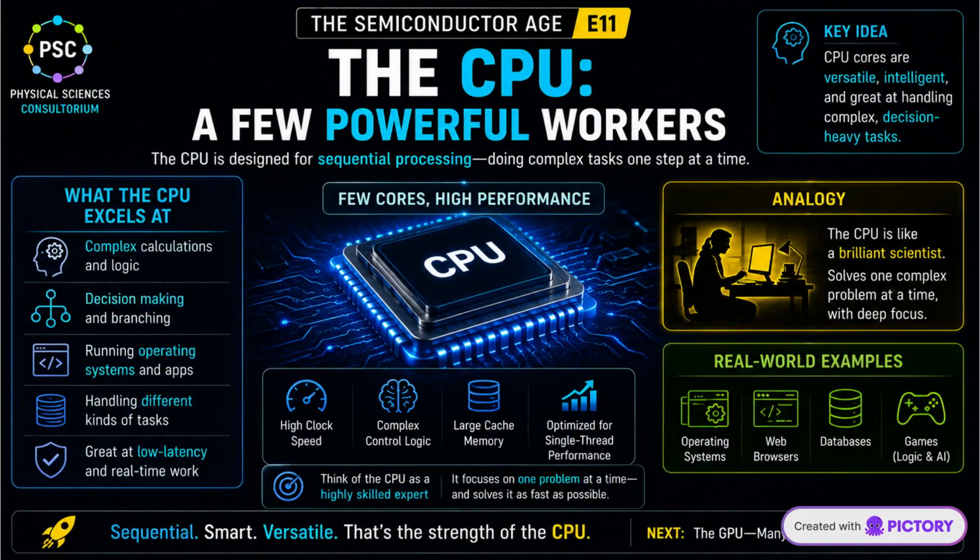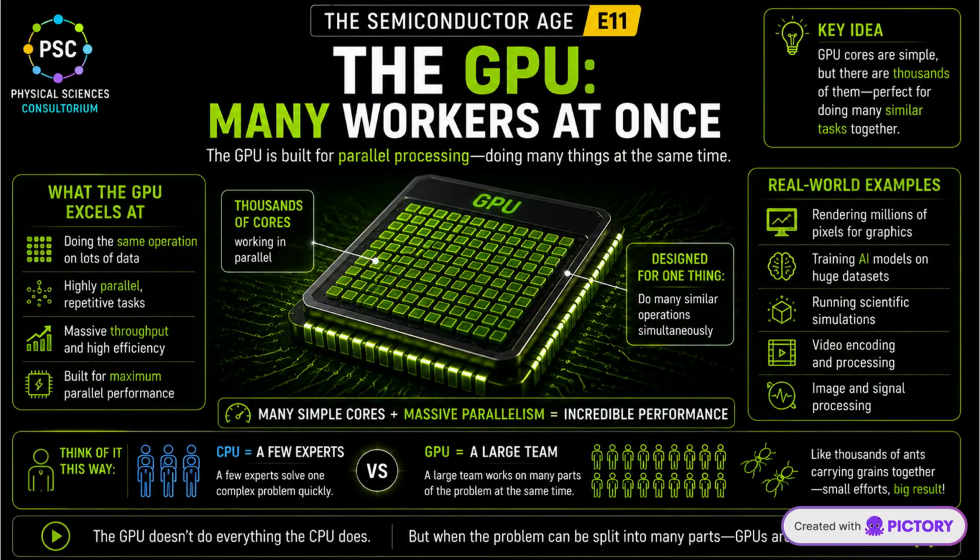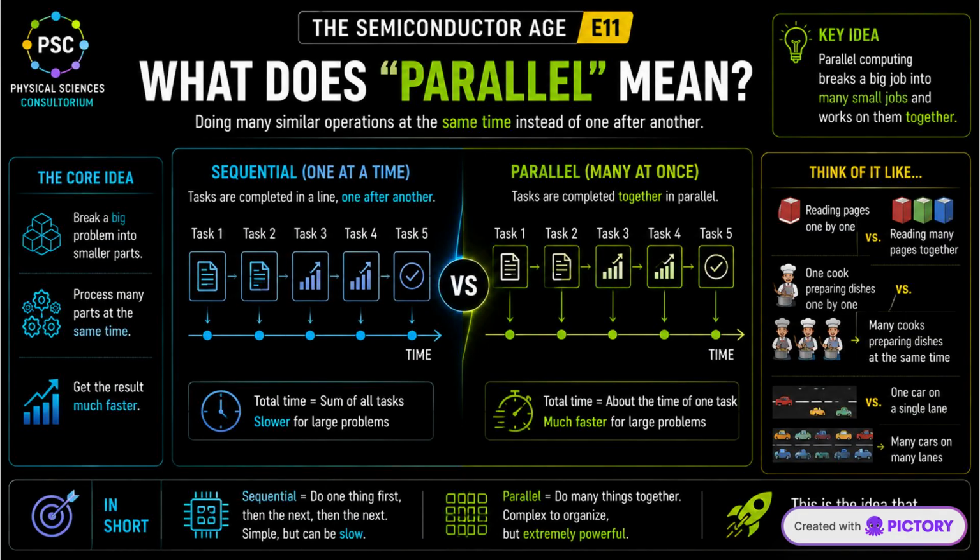A CPU is designed to handle complex and varied tasks. It has a relatively small number of powerful cores, making it excellent at sequential operations, decision-making, and running general-purpose software. A GPU takes a different approach. Instead of a few powerful cores, it contains a huge number of smaller processing units designed to perform many similar operations simultaneously. But what exactly do we mean by parallel computing?